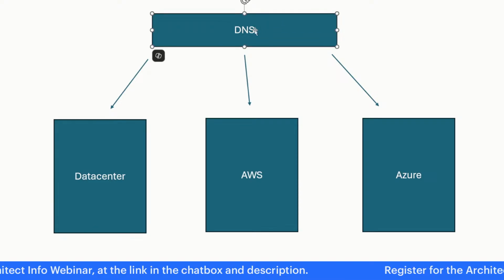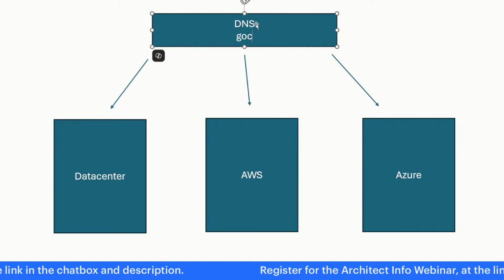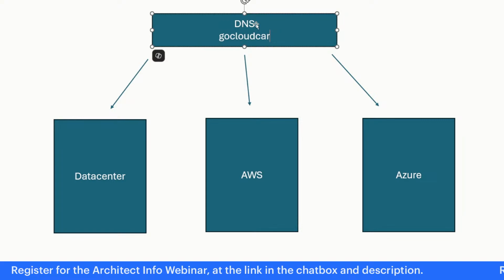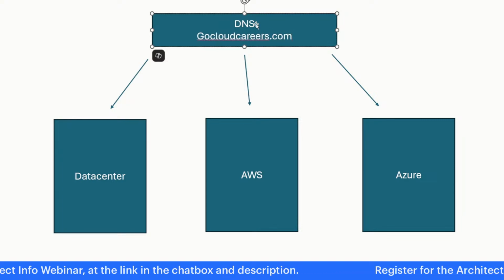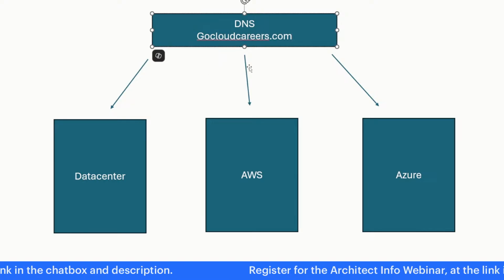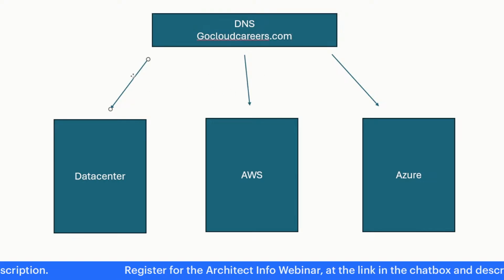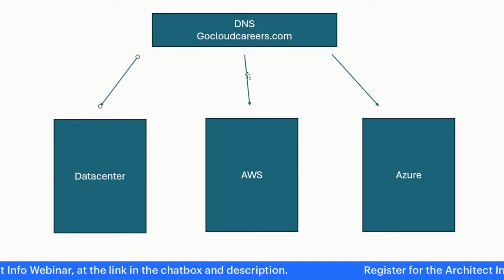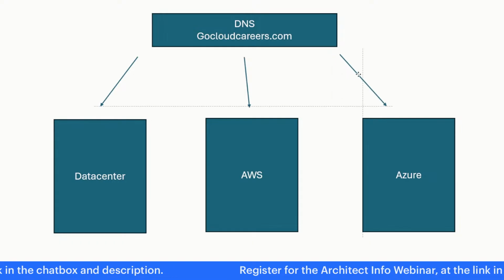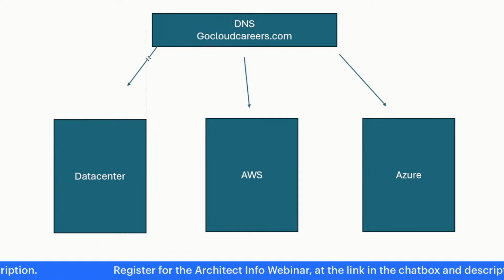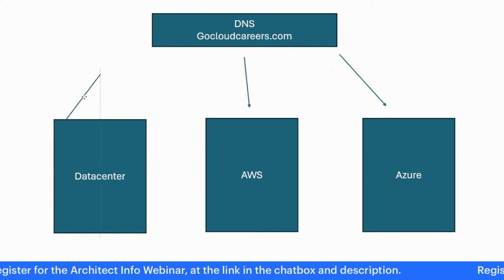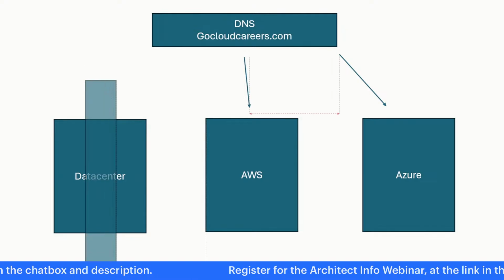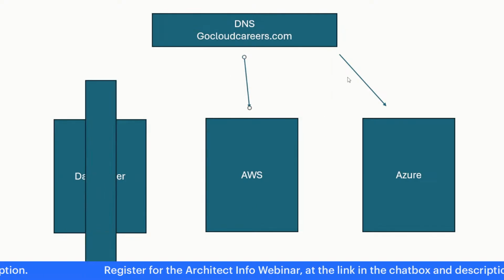So what I would do is obviously DNS, we would register GoCloudCareers.com. And that would be the domain, and we would put that in the domain registrar. And then we would set up a routing policy that says send 50% of the traffic to our data center, send 25% of our traffic to AWS, and 25% to Azure. And what happens is the DNS will run a health check. Data center, you there? Data center, you there? Data center, you there? And if for some reason the data center doesn't respond, we mark it as unhealthy, and DNS will shift the traffic to AWS and Azure.